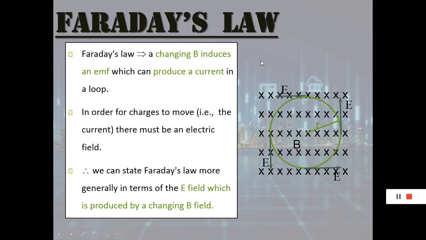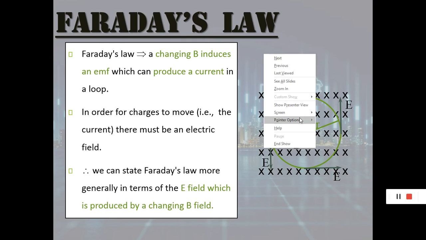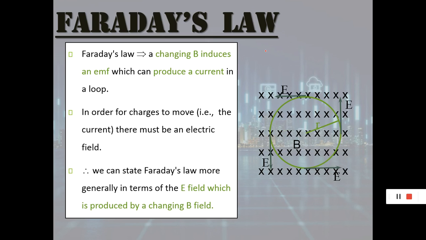It's about the induced EMF. We have known that for EMF, EMF equals the change in flux over the change in time. So it is the rate of change of magnetic flux. Here we can put the magnetic flux. So this is the EMF, in voltage. EMF is the rate of change of magnetic flux.